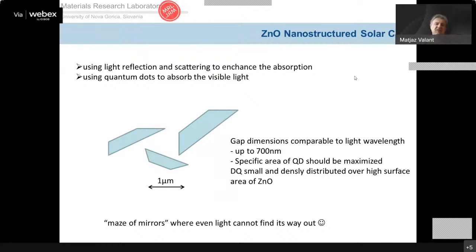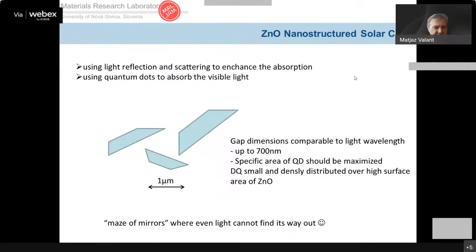So zinc oxide has some issues. We talked about that, a lot of defect structure and so on. So it's difficult to really work on the crystal lattice itself and improve it so much that we would eliminate defects and increase the efficiency. But we can create some other approaches in order to increase the efficiency.